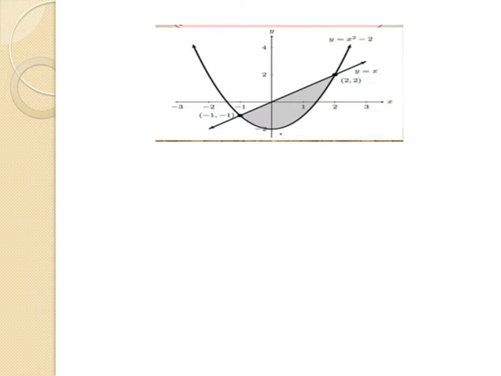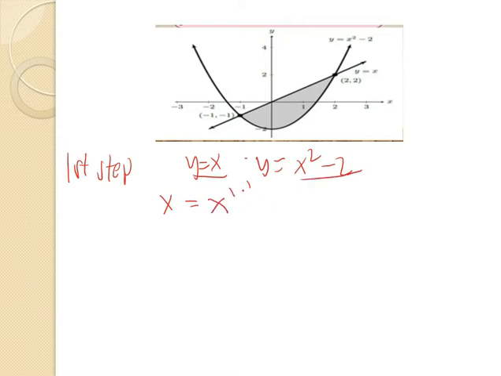If you will notice in our graph, you have 2 visible points of intersection, which are negative 1 and positive 2. But if you cannot see the points of intersection, you can do the first step. We equate the two functions, y equals x and y equals x squared minus 2, with each other. So y equals y, therefore x is equal to x squared minus 2.